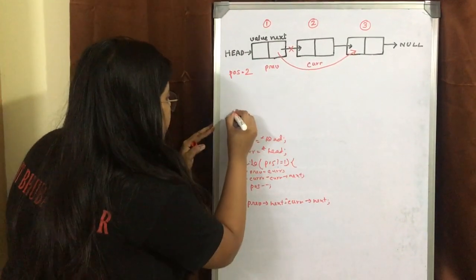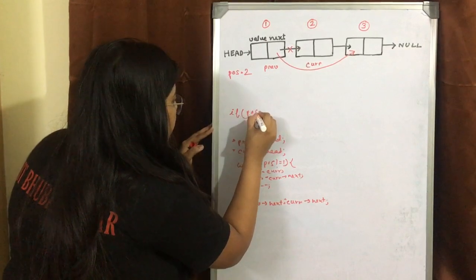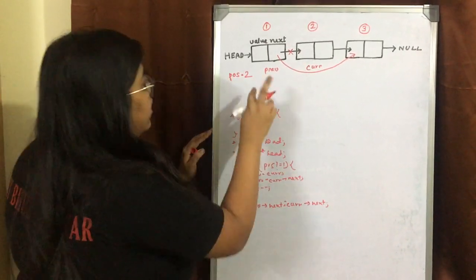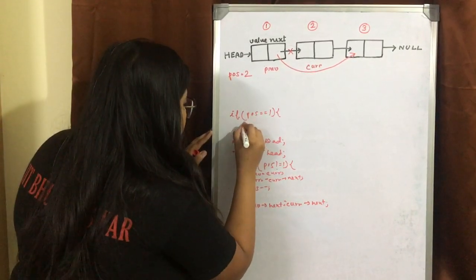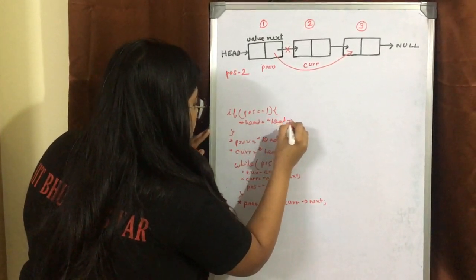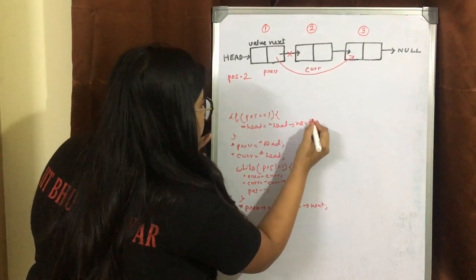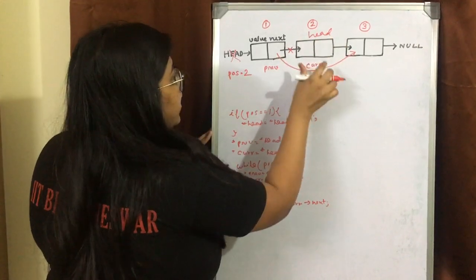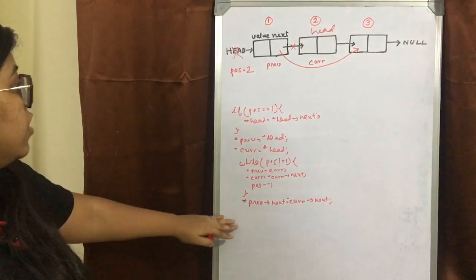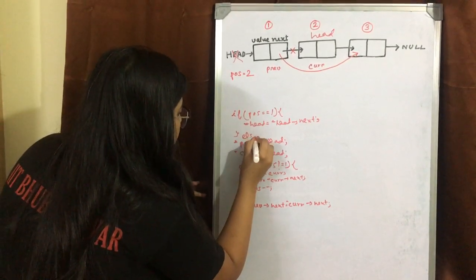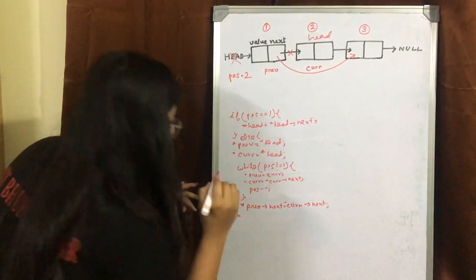This is simply one line we can add. If our position equals 1, the head should be head next. So we have changed our head, and now this is our head, and that is done. We'll start from this point. Okay, so this is done. If position equals 1, head equals head next, or else we run this block of code.